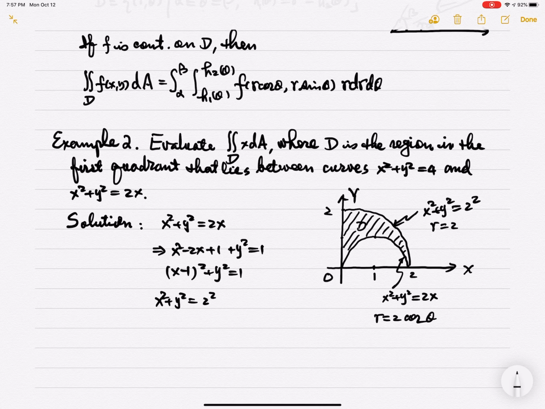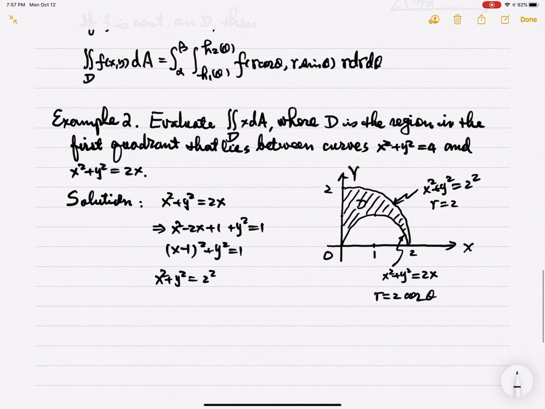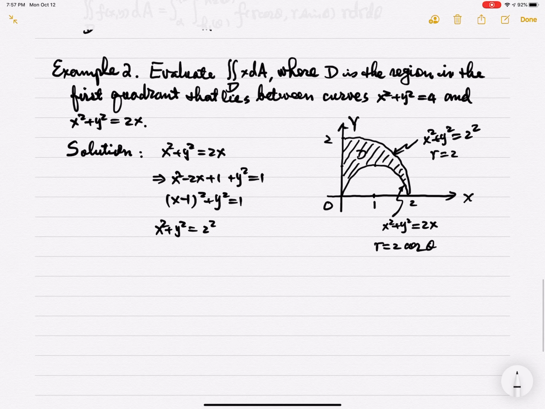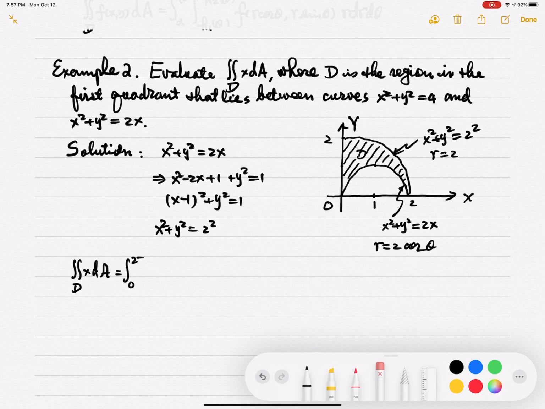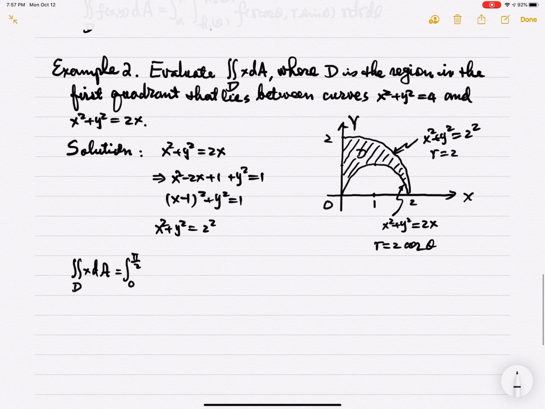That's the region. Then the integral is equal to the integral of dx dA. So this is equal to, say, 0 to 2 pi, 0 to pi over 4, pi over 2, 0 to pi over 2. Notice that since r equals 2 cosine theta, even the half circle has theta change from 0 to pi over 2.